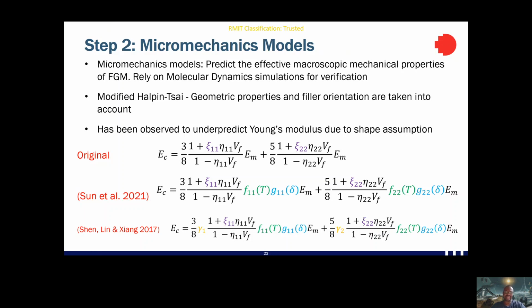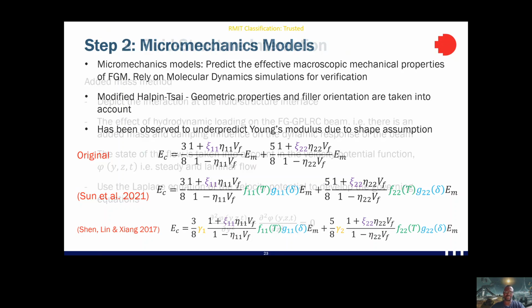The first expression is the original Halpin-Tsai model, and we can see that C term, which is used to depict the GPL or the graphene shape characteristics. The second expression is one type of modified Halpin-Tsai model, which takes into account the temperature considerations, and the G term, which takes into account the atomic vacancy considerations. And the last term contains the gamma term, which is used to depict the discrepancy between the numerical results and the molecular dynamic simulation.